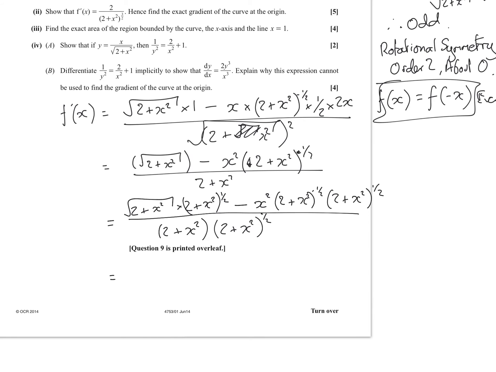Yes, Nick? Doesn't it turn into 1? Yeah. Times x squared gets you x squared. So I've got this one, that's just going to be 2 plus x squared on the top. This one is going to be minus x squared. And this one is 2 plus x squared to the 3 over 2. So sneaky.